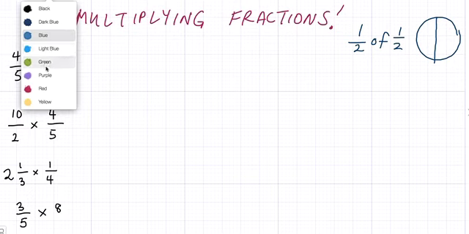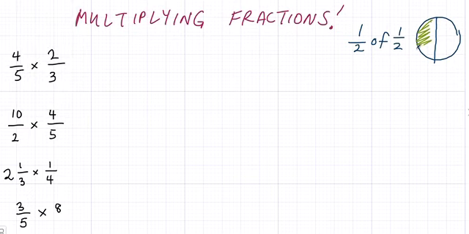Now if I colour in a half, okay, we know that that's there. Now I want to find a half of that half, so I'm going to cut that half again into a half and colour it in. Now you can see what you end up with is 1/4.